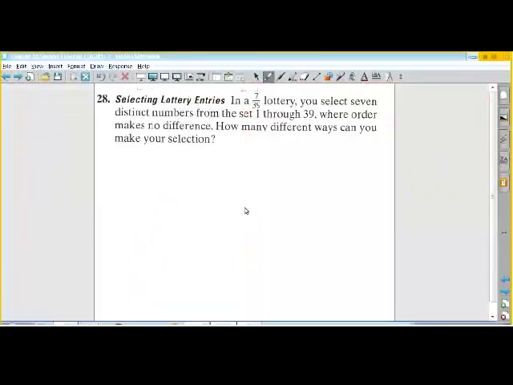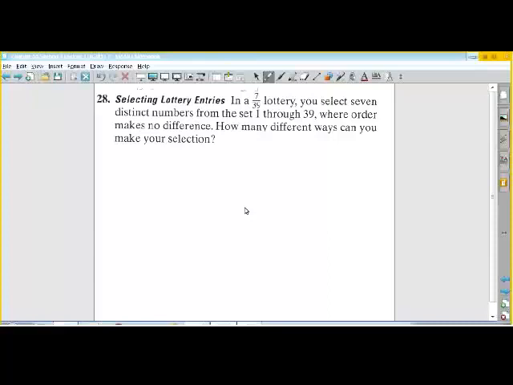Okay, so this is a lottery game. It says in the 739 lottery, you select 7 distinct numbers from the set 1 through 39, where order makes no difference. How many different ways can you make your selection? The purpose here is, what are the odds of winning the lottery? Because there are going to be so many different combinations. Normally you pick your lottery numbers from the lowest number to the biggest number, but there's no reason that you can't pick it any other direction because it's still the same numbers.